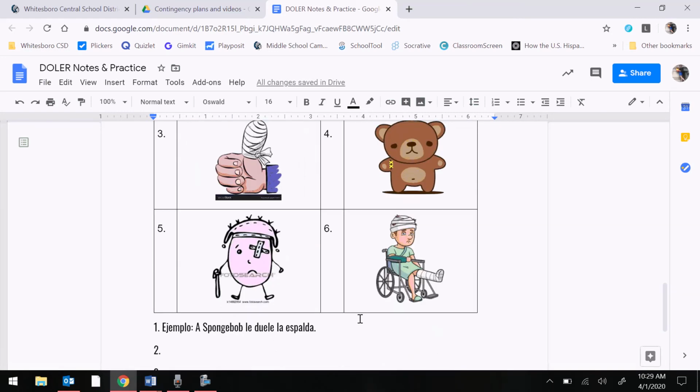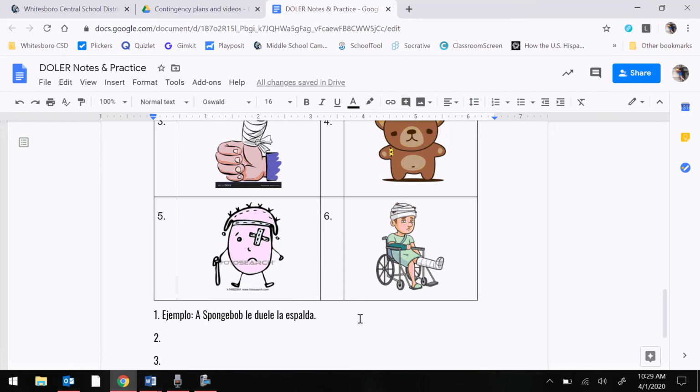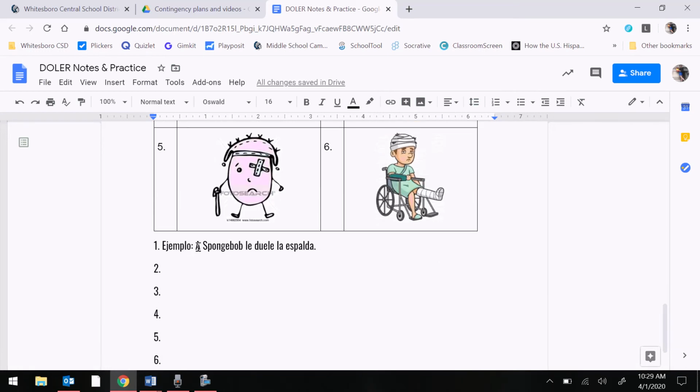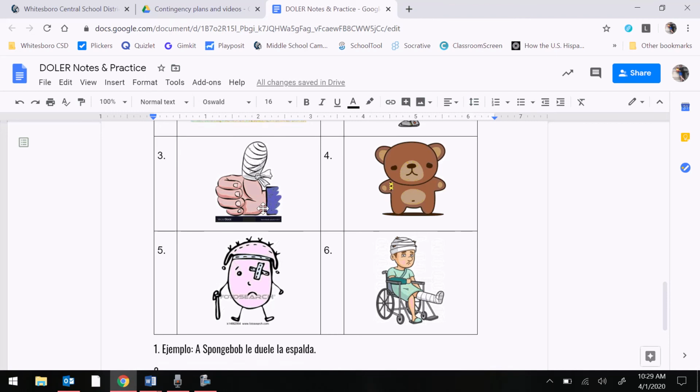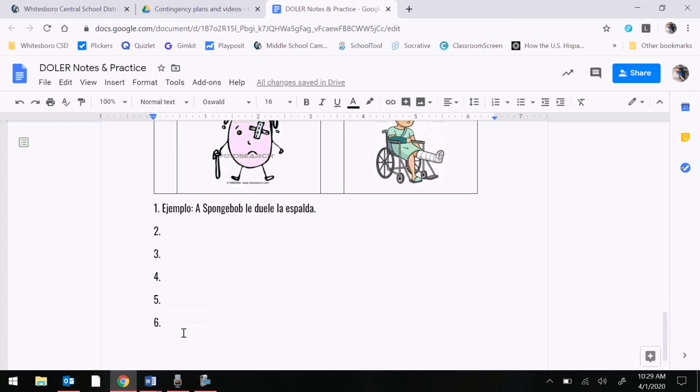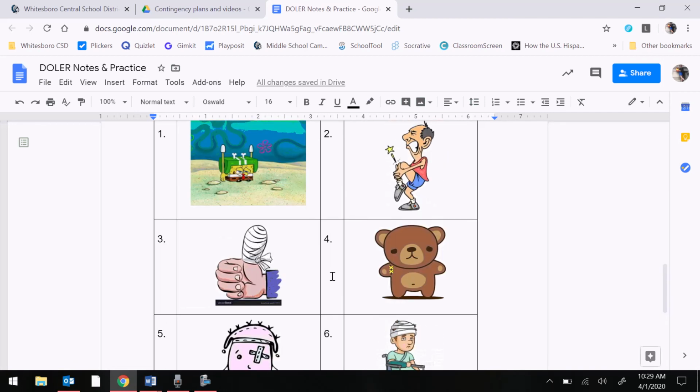For each of the rest of these, you can just use él or ella. It's up to you, okay? I just put this out here. It's called the impersonal a. You just put it before each person. So you're saying, a él le duele blank. Or if you want the thumb to be a girl, a ella le duele blank. All right, so you just have to try 5 on your own, so doing numbers 2 through 6.